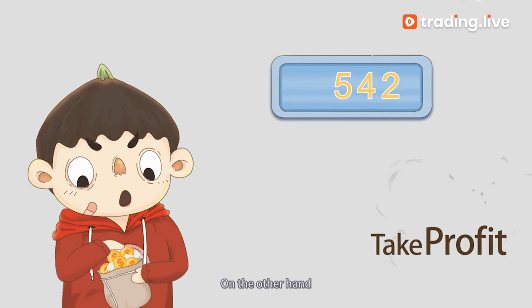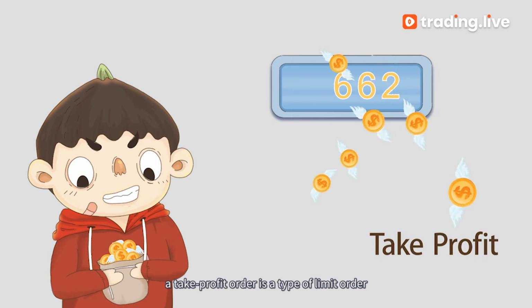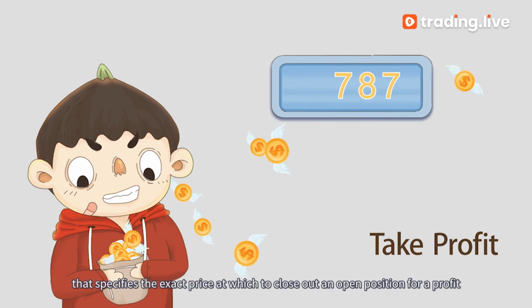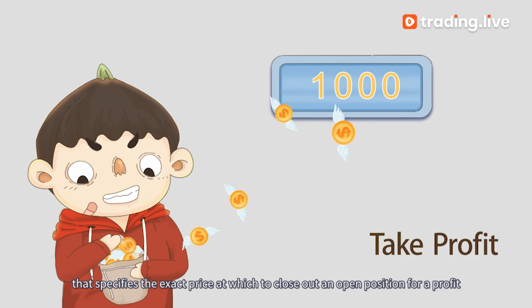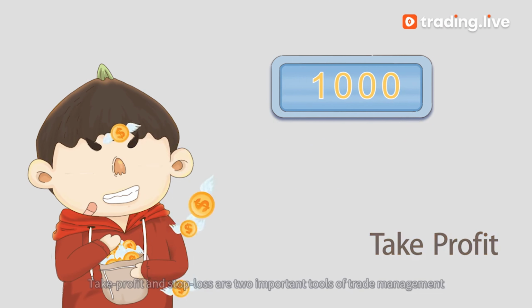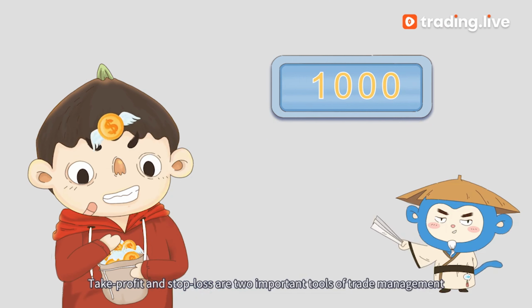On the other hand, a take-profit order is a type of limit order that specifies the exact price at which to close out an open position for a profit. Take profit and stop loss are two important tools of trade management.